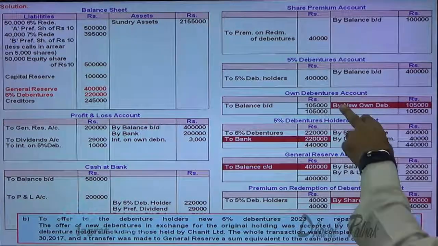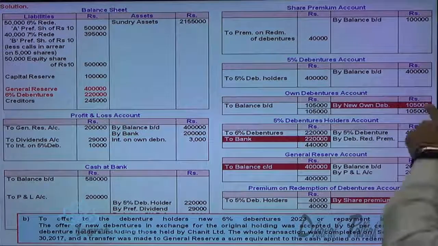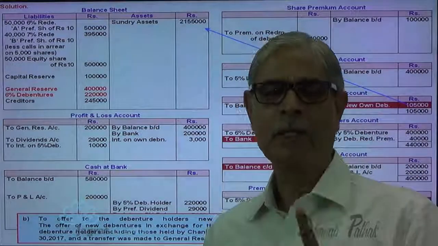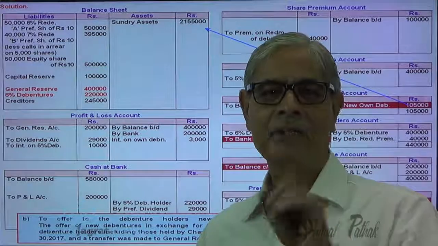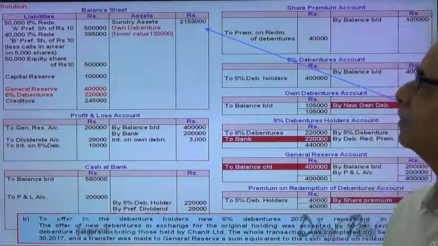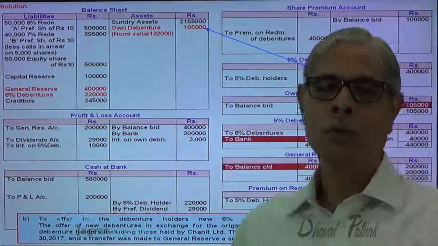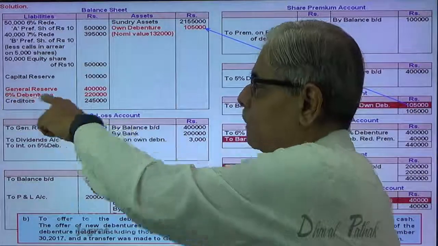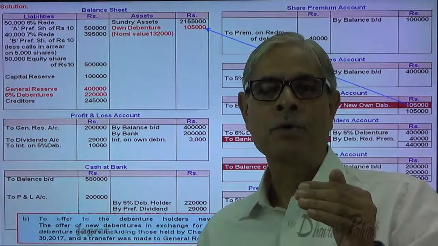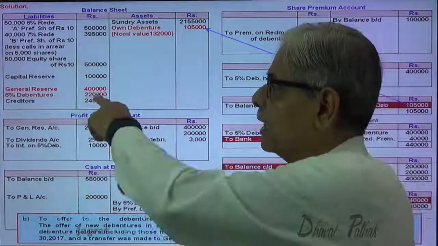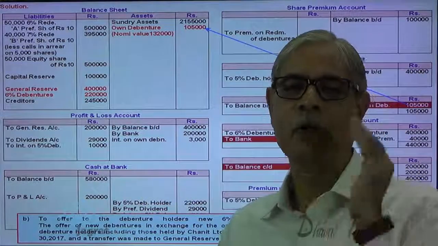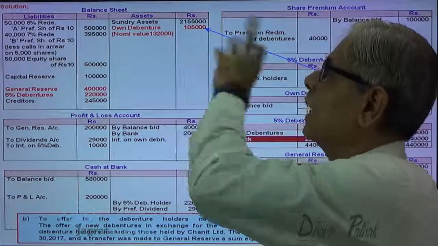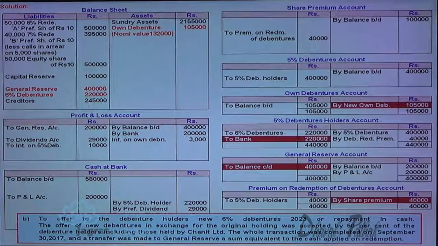So here this new own debenture 1,05,000 will appear in the balance sheet asset side. But remember, its face value is 1,20,000 plus 10%, 1,32,000. So nominal value of this own debenture, 6% own debenture investment, the nominal value is 1,32,000 because 6% debentures, 2 lakhs, 50% were converted into 2,20,000. So here there is a 10% increase in liability. So investment in the face value also will increase by 10%. So 1,20,000 plus 10%, 12,000. So 1,32,000 is the nominal value of own debenture. This is how own debenture account gets closed.